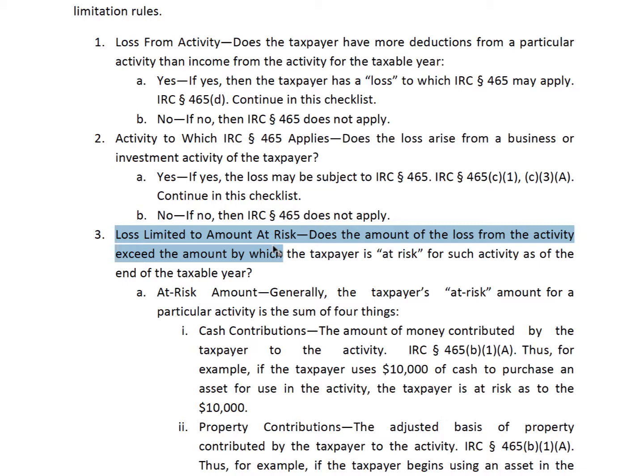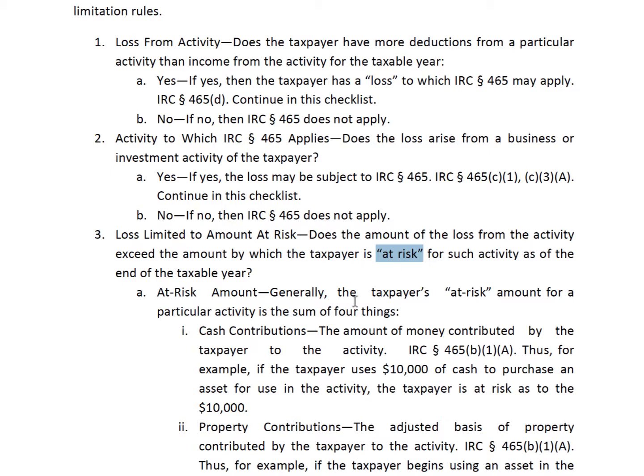That's really the key. And you're going to see there's qualified non-recourse, but that's really the key, is non-recourse financing. If there's no non-recourse financing in the situation, you don't have to worry about this. You can go on to Section 469 passive activity rules. But if you do have non-recourse liabilities, you've got to drill down. So does the amount of loss from the activity exceed the amount by which the taxpayer is at risk? So we're saying that it's possible part of the loss is considered at risk and part is not.